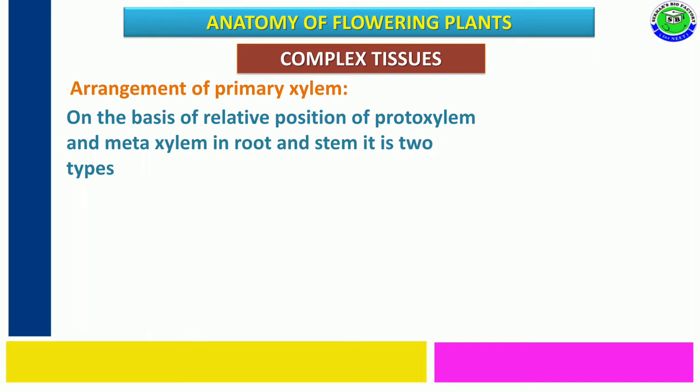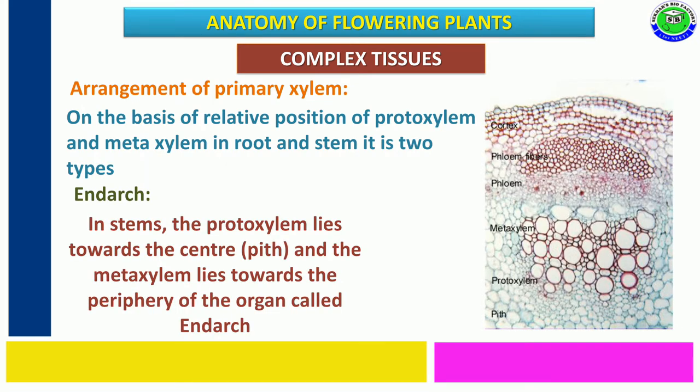Depending upon the arrangement of primary xylem, especially on the basis of the relative position of protoxylem and metaxylem in root and stem, the arrangement is of two types. The first type is endarch condition. Endarch condition means, in case of stem, the protoxylem lies towards the pith or center, and the metaxylem is present towards the periphery of the organ. That condition is called endarch condition.